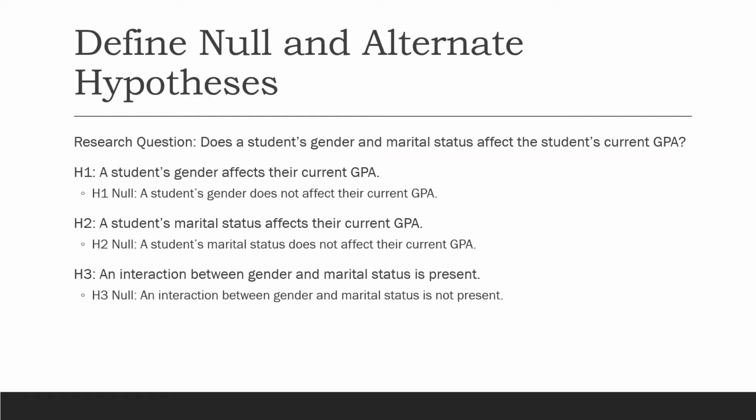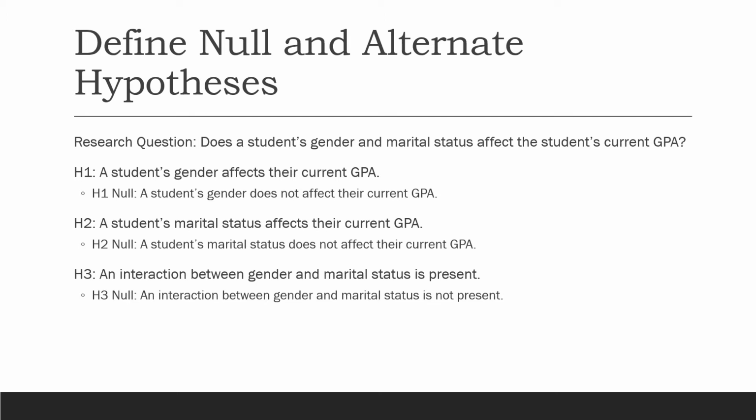So for our null and alternate hypotheses, we're going to have several, and that's because we have to define the interaction between student gender, marital status, and current GPA, and they all kind of go together. So our first hypothesis: a student's gender affects their current GPA, with the null being a student's gender does not affect their current GPA. Our second hypothesis: a student's marital status affects their current GPA, the null being a student's marital status does not affect their current GPA.